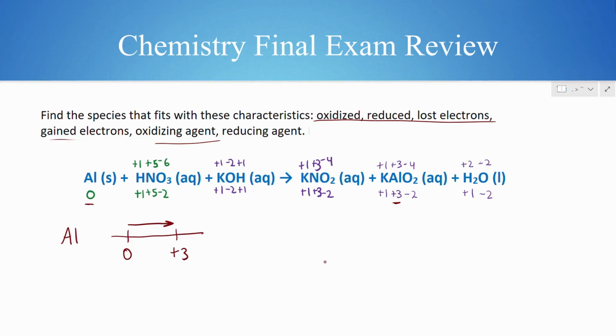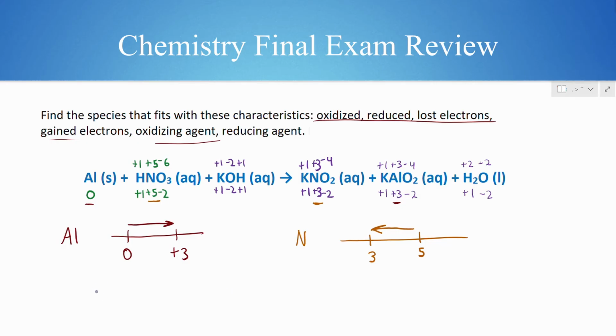Looking at this, we see that nitrogen went from a +5 oxidation number, and then on this side, it had a +3 oxidation number. So nitrogen's oxidation number decreased. So now we know which elements had an oxidation number change. We can begin to label them.